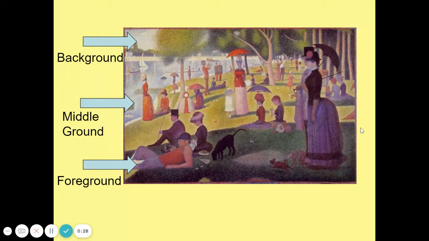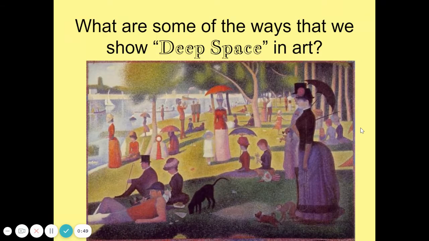When we're creating depth, we need to show a background, which is things that are far away, a middle ground, which is things that are more in the middle of your picture, and then a foreground, which are things that are in the front of your picture. So those things would be closest to you. Sometimes we say it's closest to the viewer. That's like the person who's looking at your art.